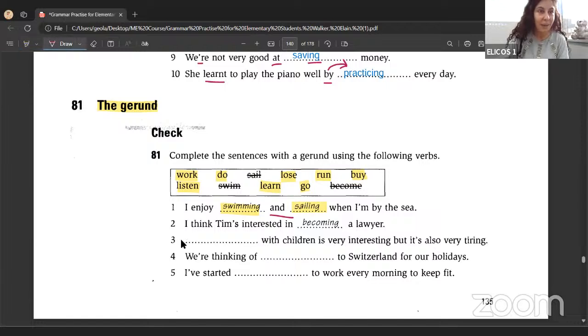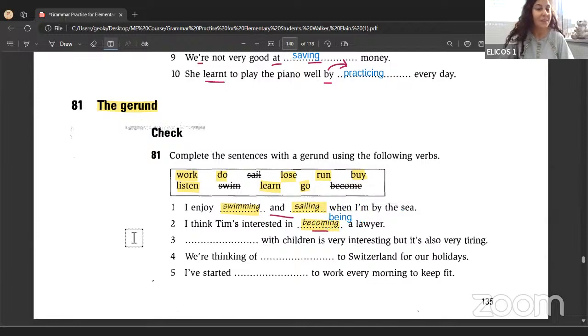And I'll do the second one. I think Tim's interested in becoming a lawyer. So he thinks, and becoming a lawyer, Tim hasn't yet studied it, but he's just saying, I think he is interested in becoming a lawyer. So another very common verb we use is being. You can also say be. I think Tim's interested in being a lawyer. So a very common other verb that we use.